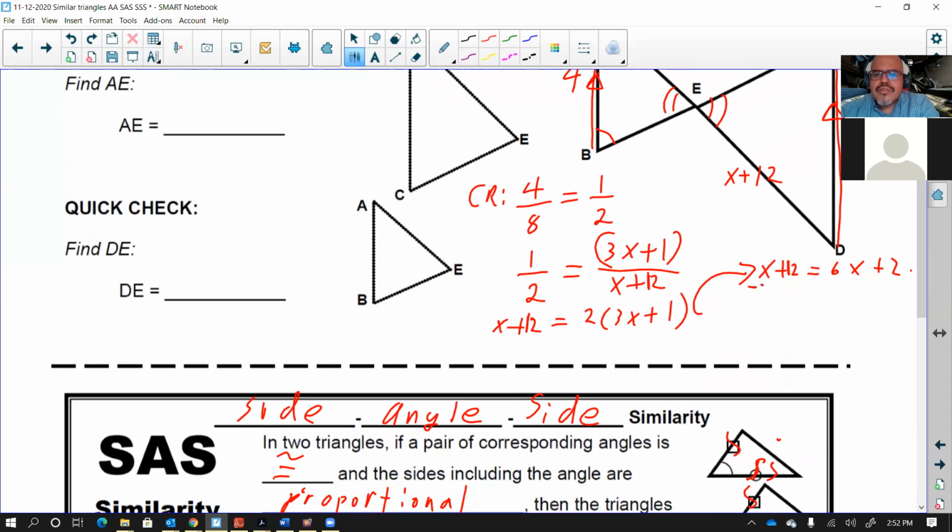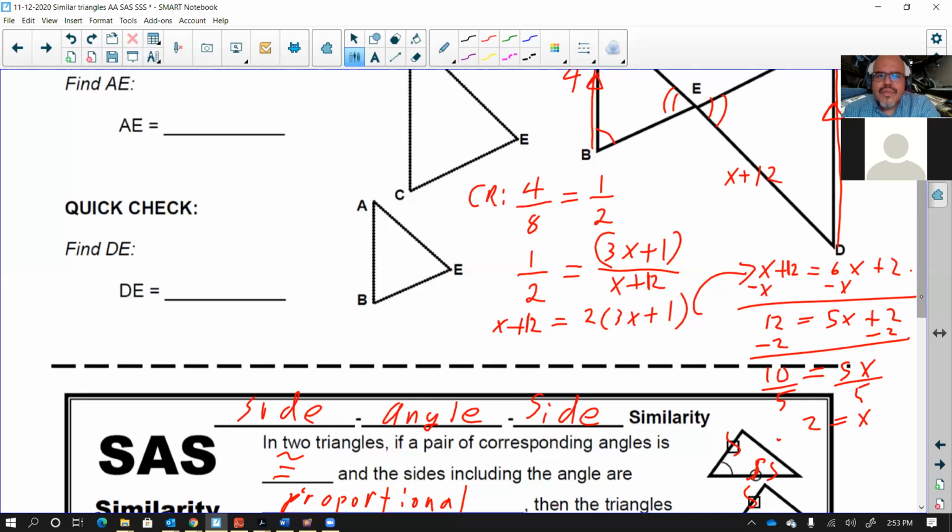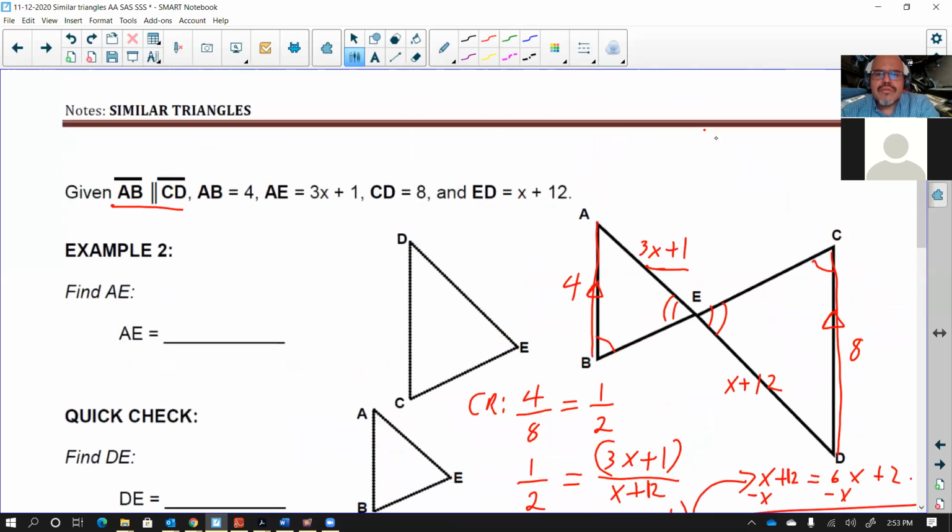So I'm going to subtract x from both sides. So 5x plus 2 is equal to 12. Subtract 2 from both sides. So we have 10 is equal to 5x. And of course, you divide both sides by 5. So x is equal to 2. That's what the x is equal to.